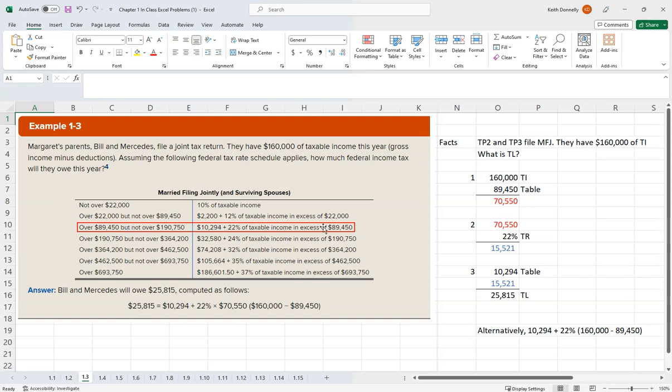We're right in here. This is basically how you figure out the tax liability. In other words, it's 10 grand plus 22% of this excess amount. So you take the 160 minus the 89. There's the excess, and 22% of the excess is 15 grand. So our tax liability will be 10 grand plus the 22% excess. That's the first thing. And you've got to be careful when you're using these tables. Am I using the single table? Am I using the married filing jointly? We'll learn about the filing statuses.